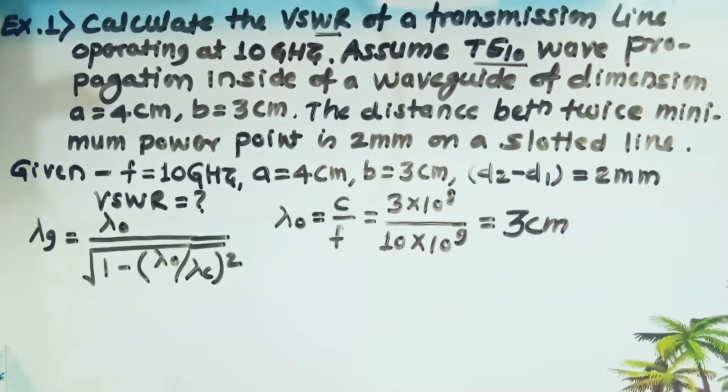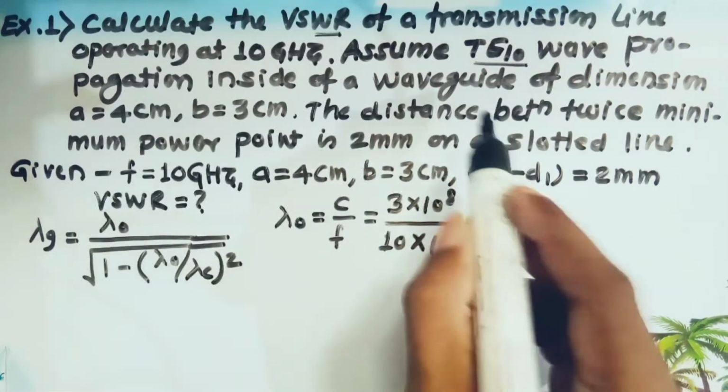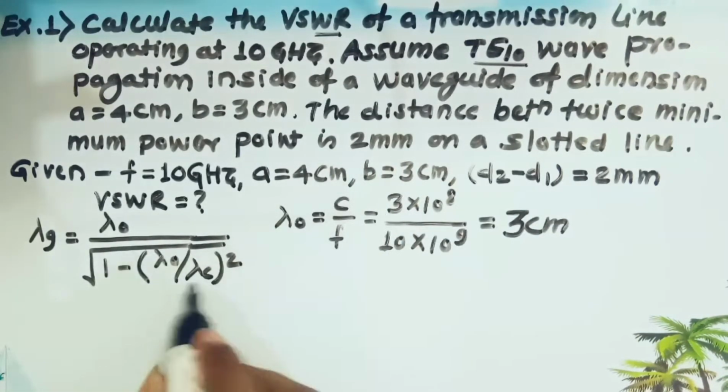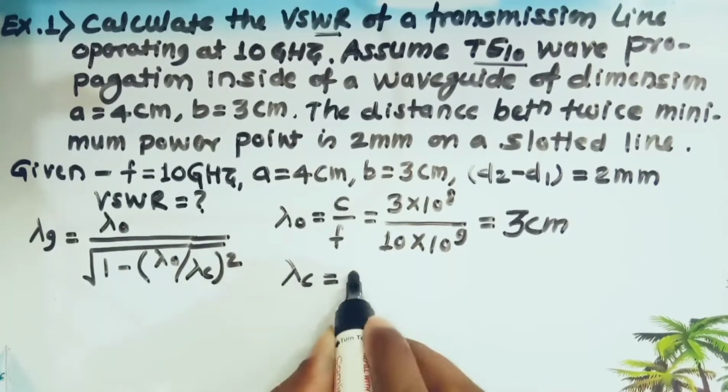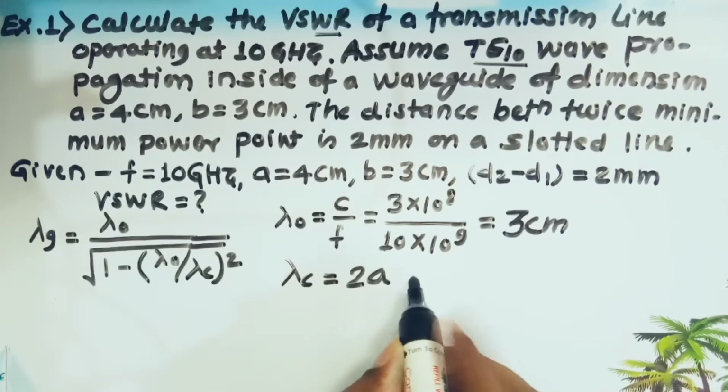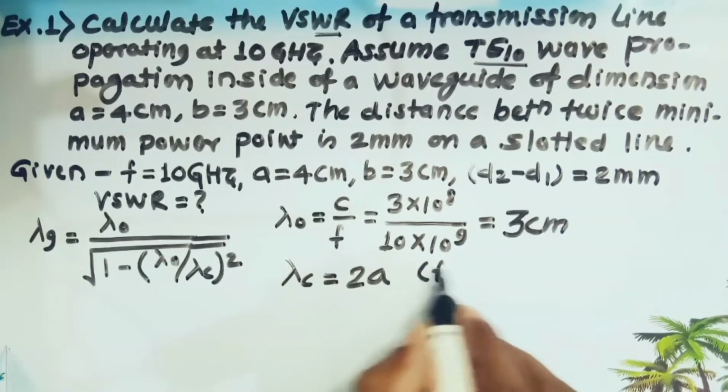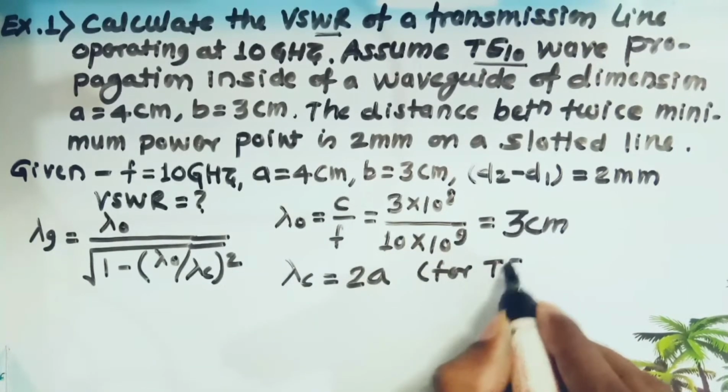Now next we have to find out lambda c. So lambda c is given as 2a. Now this is for TE10 mode.